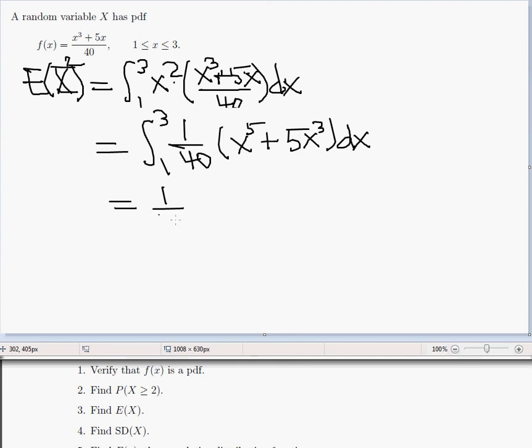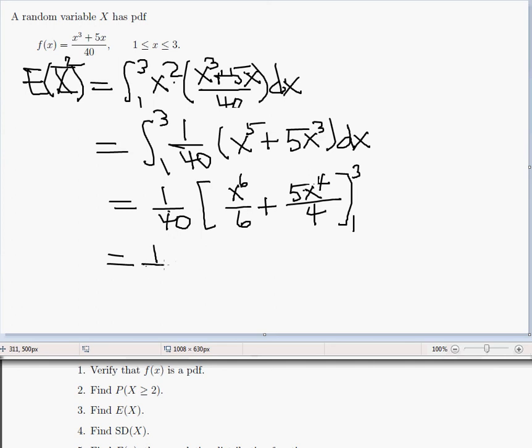So 1/40 times x to the sixth divided by 6 plus 5x to the fourth divided by 4. So let me get rid of that extra little smudge. And I integrate this between 1 and 3 again. So then I need to plug in numbers again.